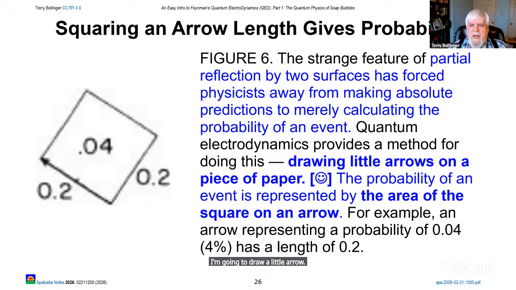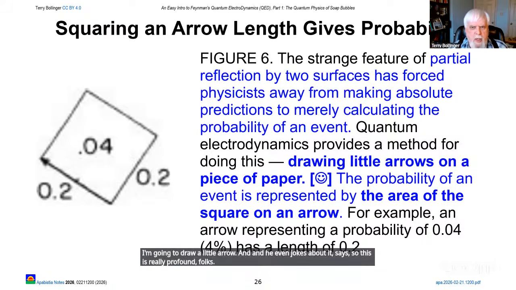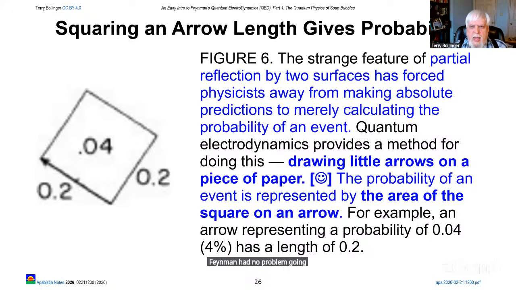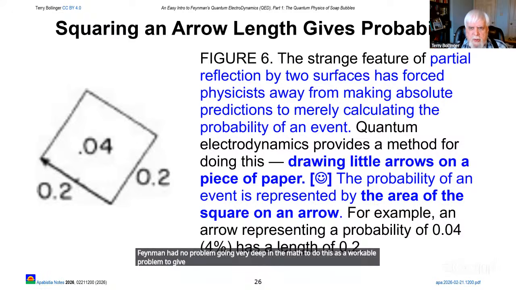And he even jokes about it, says, so this is really profound, folks. I'm going to draw little arrows on a piece of paper. That's how I'm going to solve this problem. But his point was serious. He was saying that, yeah, there's a lot of math you can associate with this. Feynman had no problem going very deep in the math to do this as a workable problem to give actual probabilities. But he would not back off from the fact that the actual mechanism is nothing more than drawing little arrows on a piece of paper.